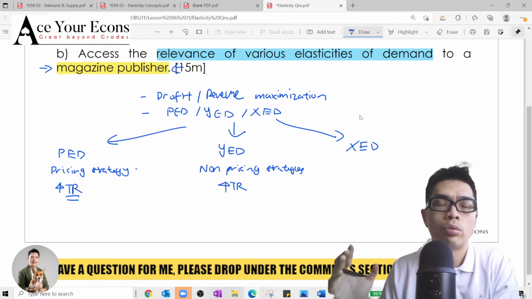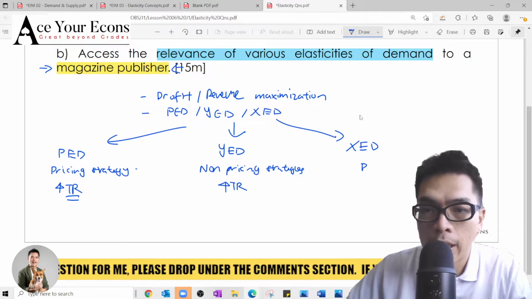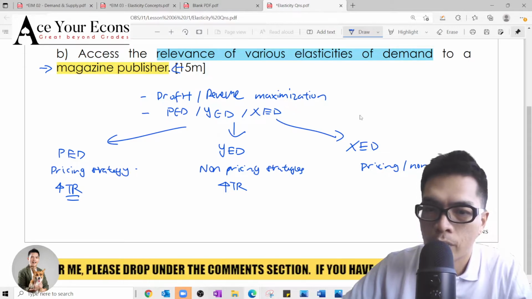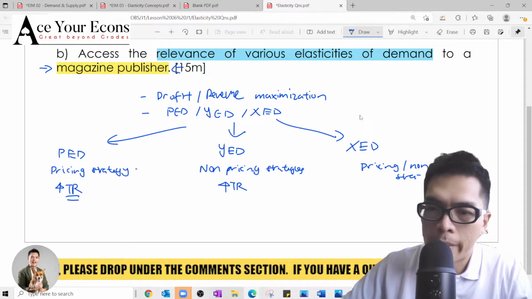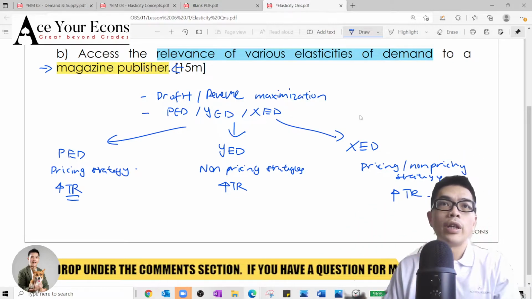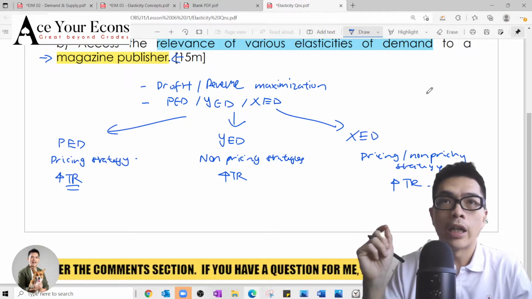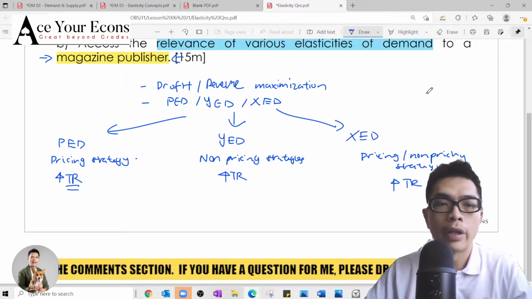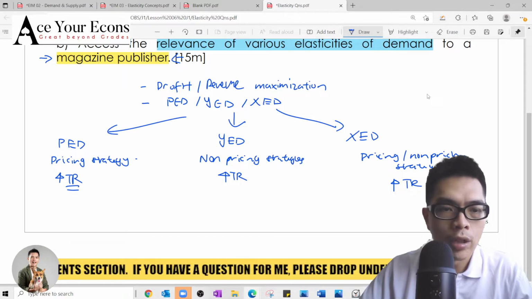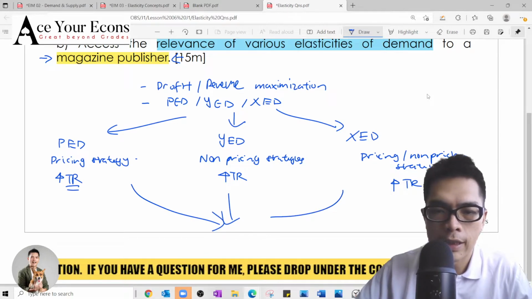Up to you. For XED, likewise, you can pick either a pricing or non-pricing strategy to maximize your total revenue. All these 3 approaches require a diagram. I would like to see a diagram, and how it relates to total revenue. And for students who are conceptually stronger, work on a synthesis.